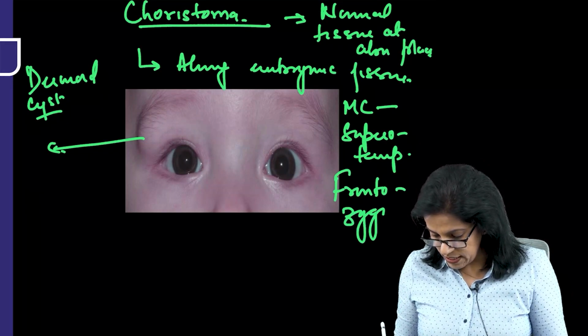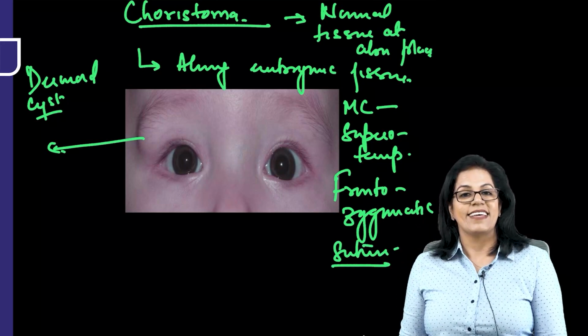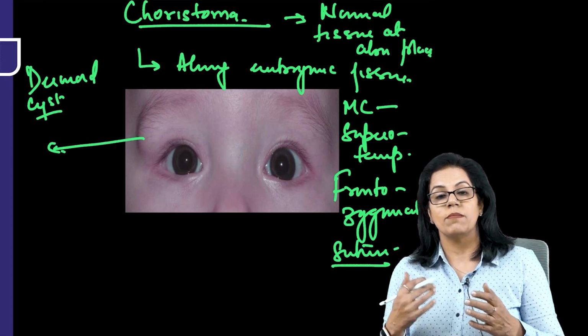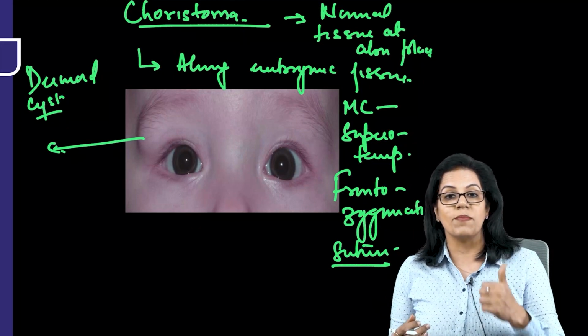Right? So these are some points regarding it. We won't go into too much detail, not needed. I told you, if they ask you the most common benign intraorbital tumor in children, first is capillary hemangioma, second will be this one.